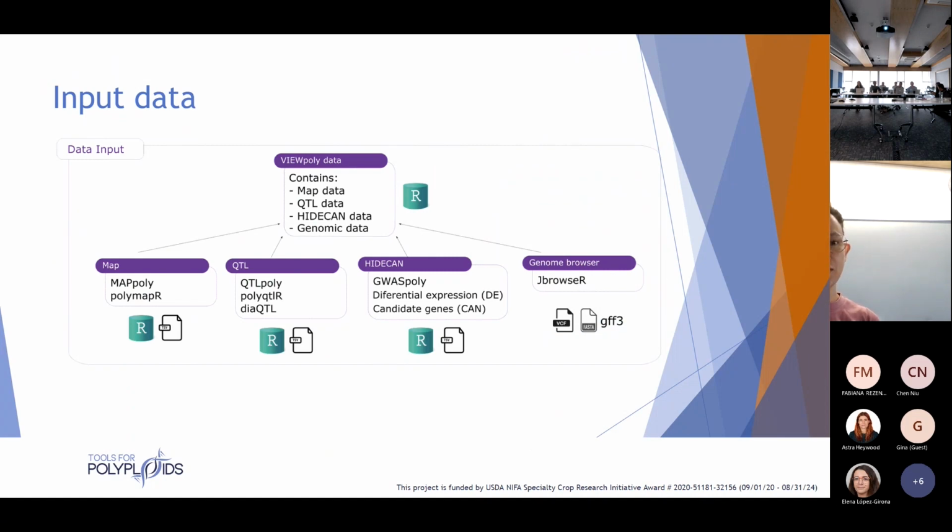So this is the input data, and we have specific formats for each one of them. As you saw, it can ask you to save specific objects, and these will be the inputs for VIEWpoly. Of course, our data will be easier, but we also have options if you want to use another software. This can be a little bit more tricky because you need to put the CSV files in the right format, so it's easier if the software is already implemented. But we have the option to include CSV files too.